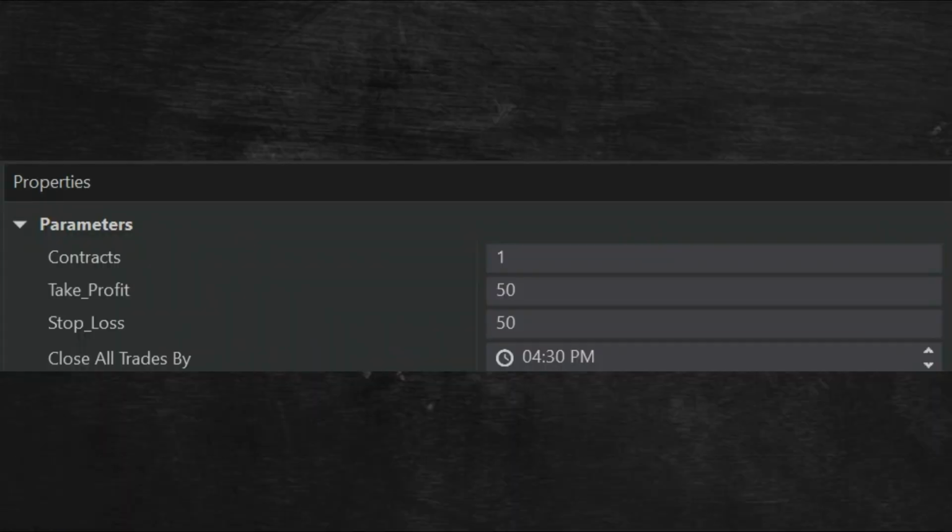Okay, so let's take a look at the parameters for this bot. Keeping with the simplicity theme here, we have only 4 parameters that we need to really look at. Contracts, again, we've stated this a number of times, it's just the number of contracts you want to use at each particular trade. The key 2 values here are the take profit and stop loss.